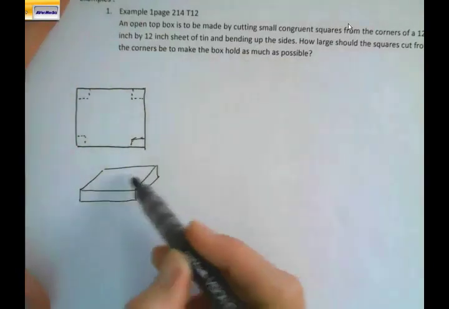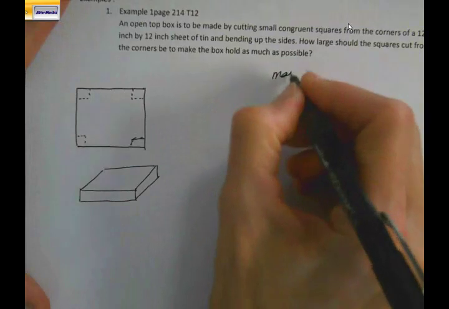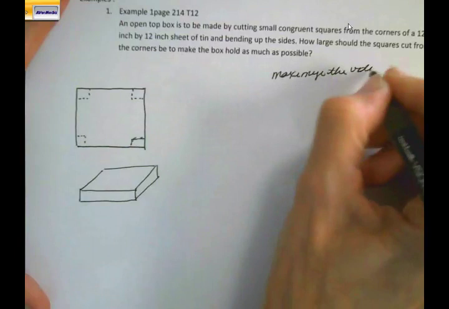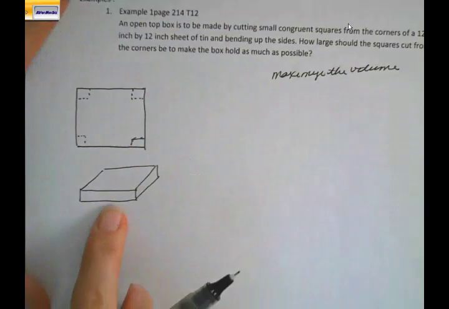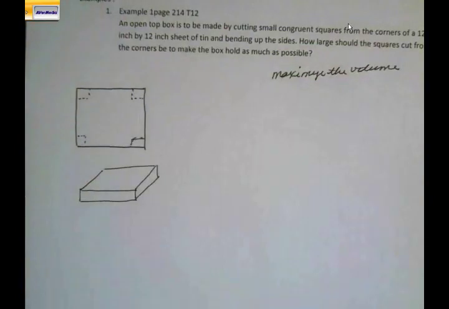How much the box will hold is the volume. So you're going to maximize the volume. You want the maximum volume inside the box that you're creating. So the goal is to write an equation for volume and then use your calculus to maximize that volume.